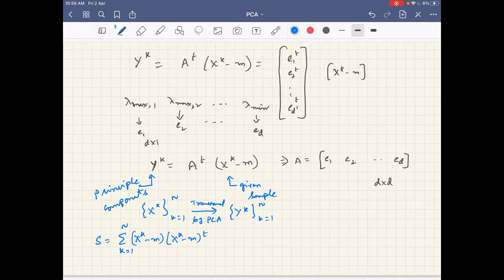I want to find out the covariance matrix of y. First, let me write the covariance matrix of y: yk minus mean of y into yk minus mean of y whole transpose. This is how we define the covariance matrix. By definition, this is the covariance matrix of y. So I will write here the scatter matrix of y. Since we now have two things, I am differentiating them as Sx and Sy, the scatter matrix of x and the scatter matrix of y. So let us see now.